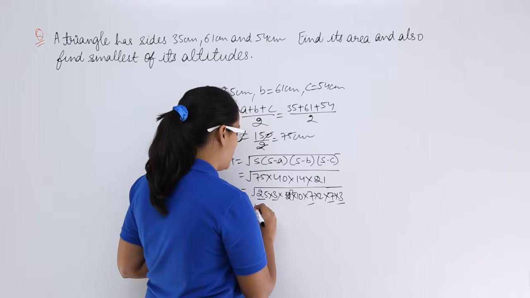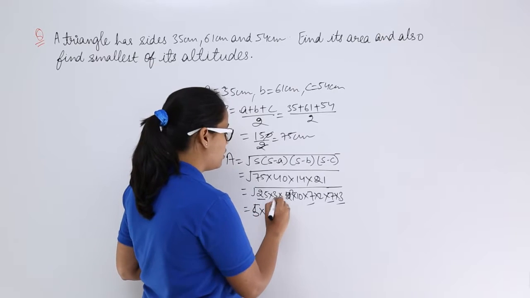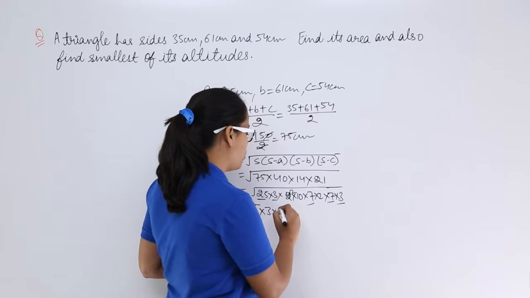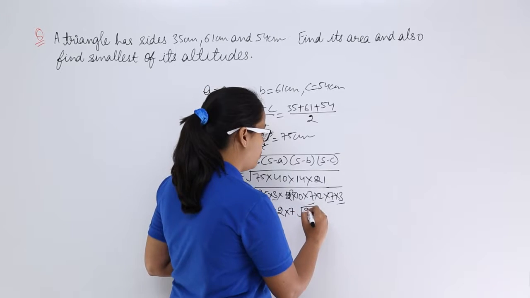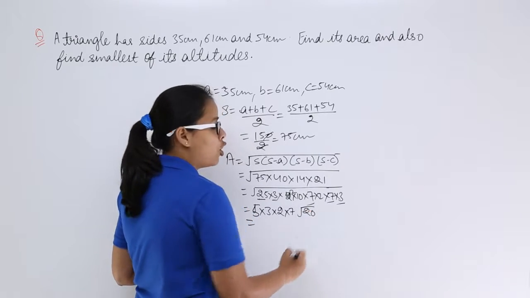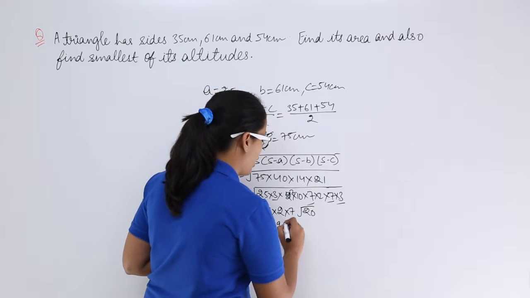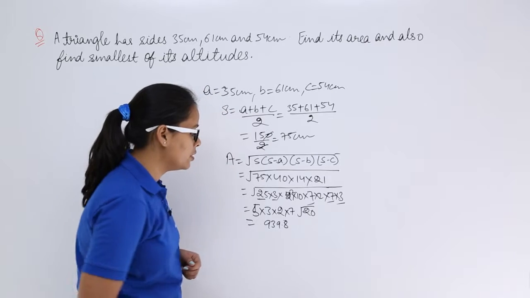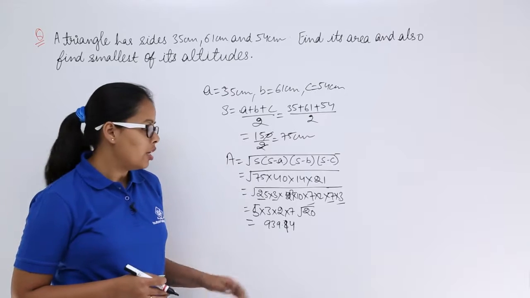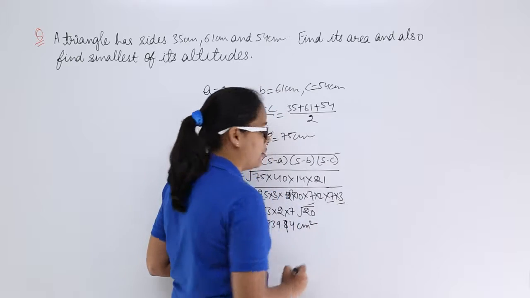So now the value out of the root will be 5, since this is 5 square. 3 is coming 2 times, so let's take 3 out of the root. Let's bring 2 out of the root and 7 out of the root. You will be left with 20 inside the root. So now after evaluation you will be getting 939.14. So this is going to be the area of this triangle, which is in centimeter square.